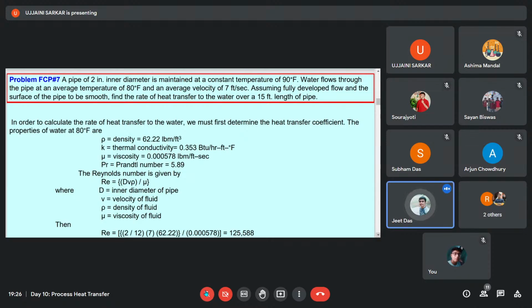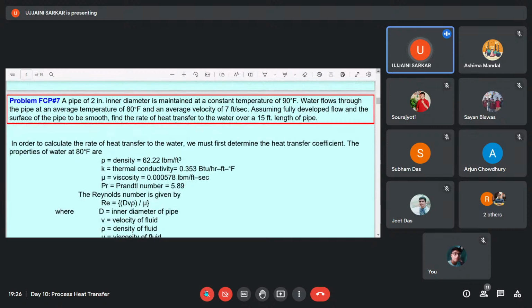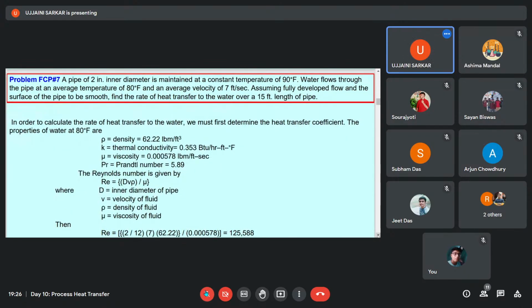Yes, ma'am. Answer is coming. Reynolds number value. D is 2-inch, that is 2 by 12, that is 1 by 6 feet. V is given in the problem in per second. It's 7 feet per second. So if you multiply it with 3600, it will be 7 feet per hour. So multiply 7 with 3600, it will be that much feet per hour.